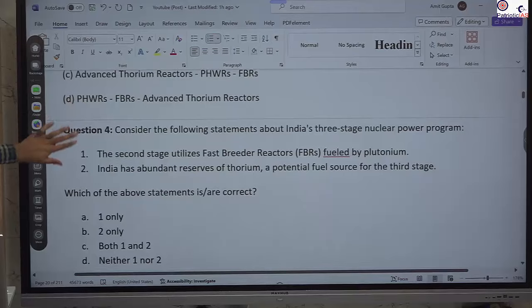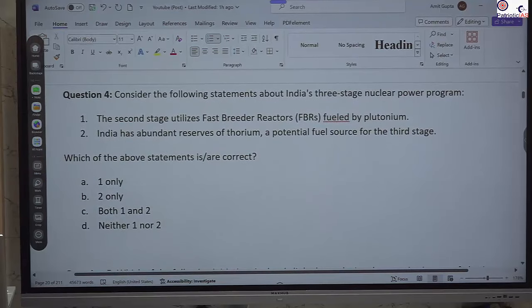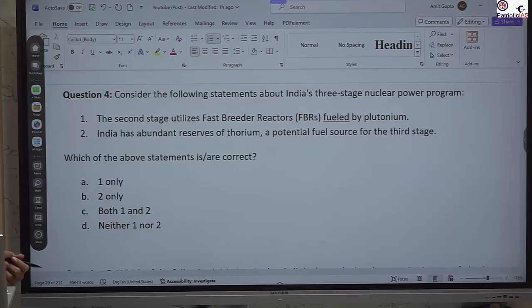Next question. Consider the following statements about India's three-stage nuclear power program. One, the second stage utilizes fast breeder reactors fueled by plutonium. Two, India's abundant reserves of thorium are a potential fuel source for the third stage. Which of the above statements is/are correct? One only, two only, both one and two, neither one nor two. Please answer.